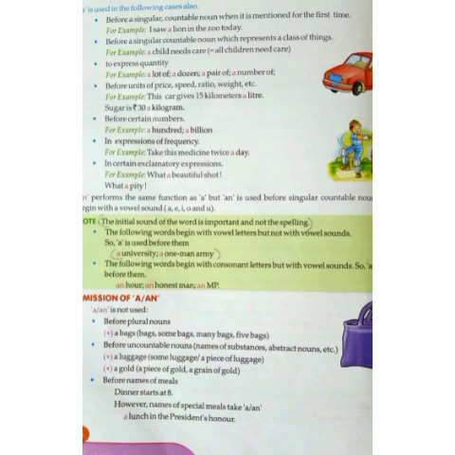Generally, we cannot use a or an before the names of meals, but there are certain exceptions where you can use it. The exception is before the names of special meals. If it is a special meal, then you can use a or an before the name of the meal. For example, I will have a lunch in the president's honor. This is a special meal in the president's honor.